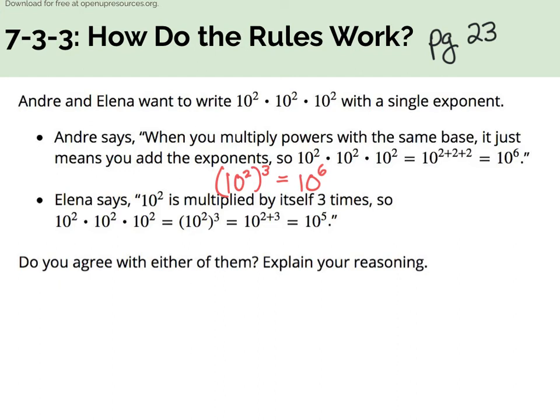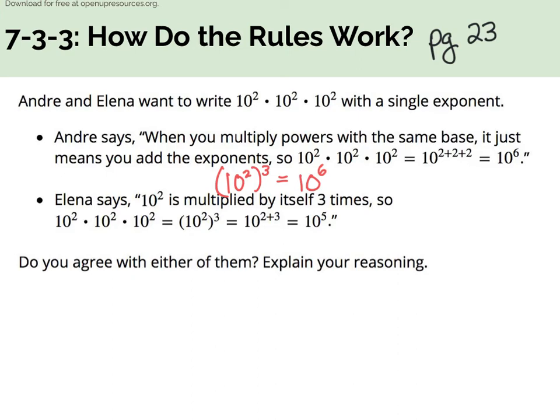Now let's look at Elena. Elena, she went ahead and wrote it down correctly, but she did the exponent stuff wrong. So remember, if we have 10 to the second raised to the 3rd power, we actually have to multiply those two numbers to get 10 to the 6th. So I kind of agree with both of them, but only partially, because they're only partially correct as far as the answer.